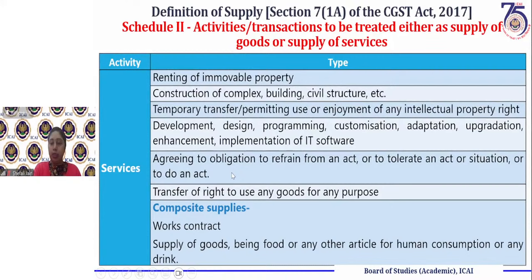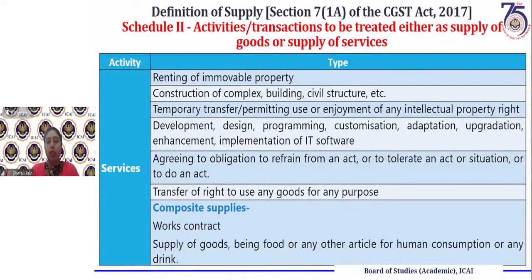Now, Schedule 2. At the beginning of the session itself, I told you that Schedule 2 has the activities which are classified either as supply of goods or as supply of services. So it becomes very important that these activities or transactions should be a supply first, because they are not including something into the definition of supply. They are not considering anything to be supply. They are actually classifying a particular supply transaction into supply of goods or supply of services.